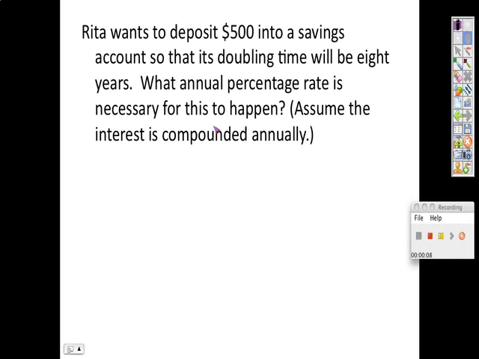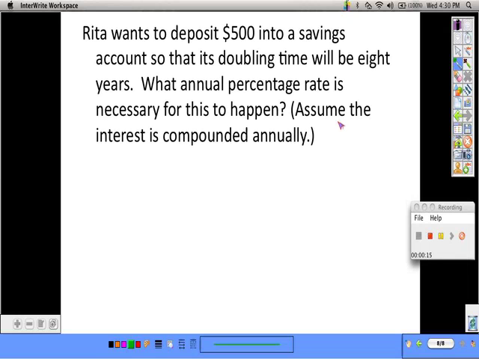5.4 is about applying rules of exponents and solving exponential equations and power equations. So we have this problem, and we're essentially dealing with y equals a times b to the x. We've dealt with problems like this before where it's growing at some percentage and we have some starting amount times a growth factor to a power.